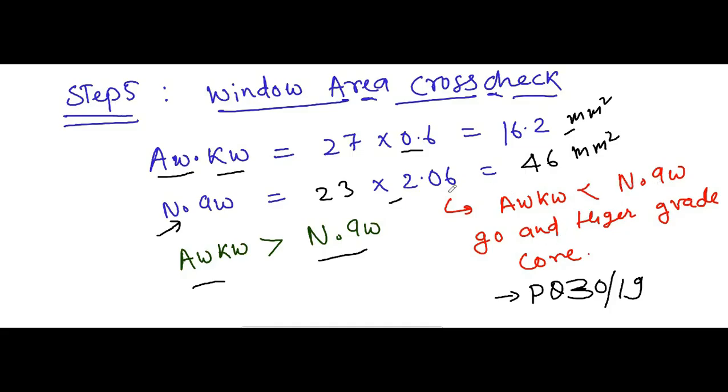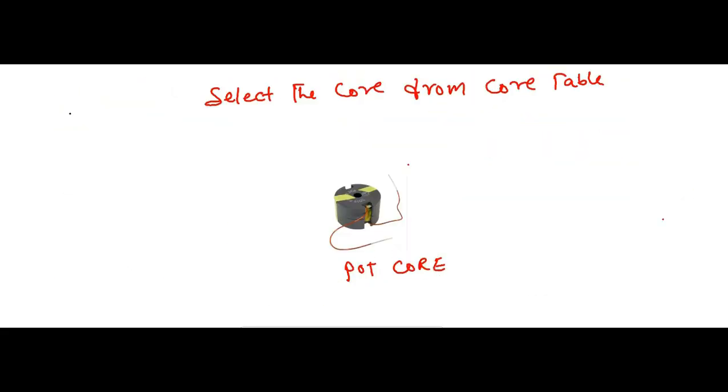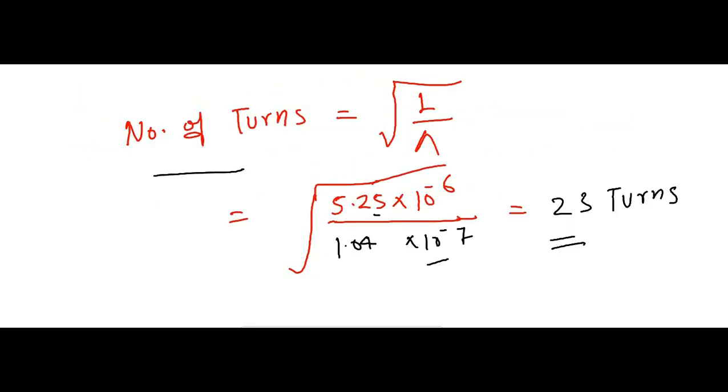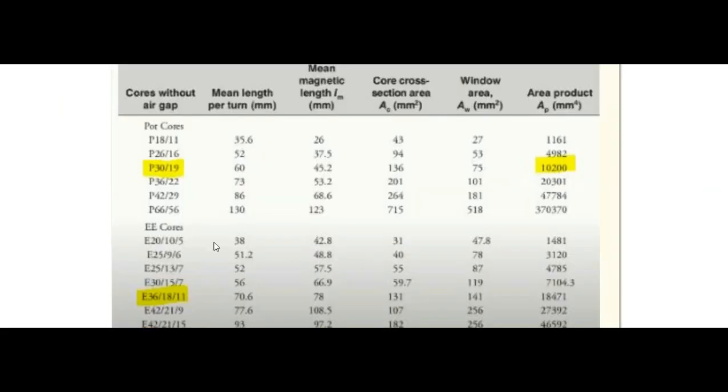That means the core you have selected, what was the core? The core was PQ 1811, and if you want those 23 turns with the wire gauge of 16, it is not going to fit, it is not going to be accommodated. So you have to go and select a higher grade core. Now what I'm looking for is 46 mm, the KWAW. So if I go again and look here, this is my window area, which is 75.